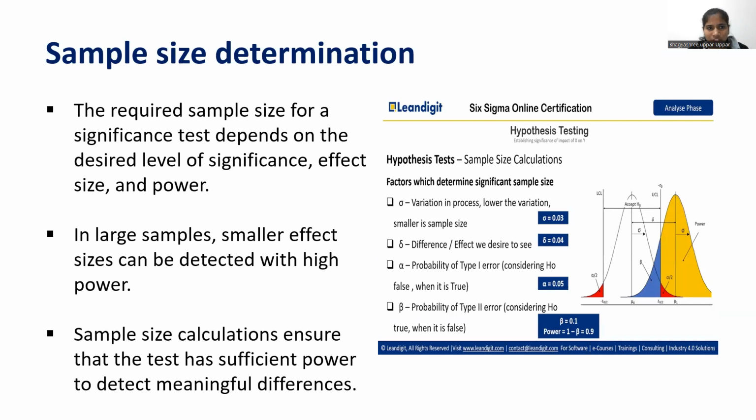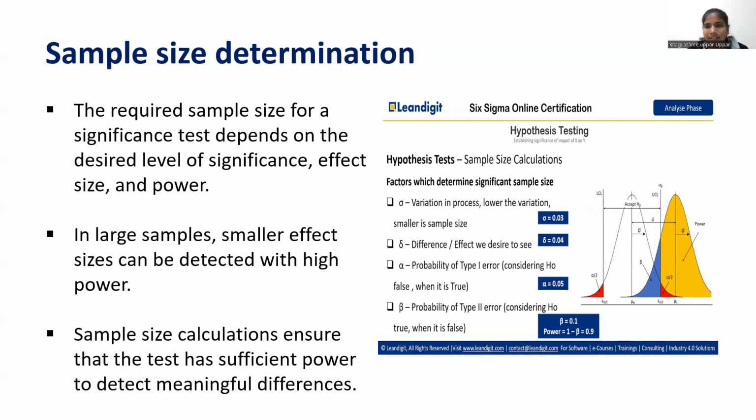Sample size determination. The required sample size for a significance test depends on the desired level of significance, effect size, and power. In large samples, smaller effect sizes can be detected with high power. Sample size calculations ensure that the test has sufficient power to detect a meaningful difference.